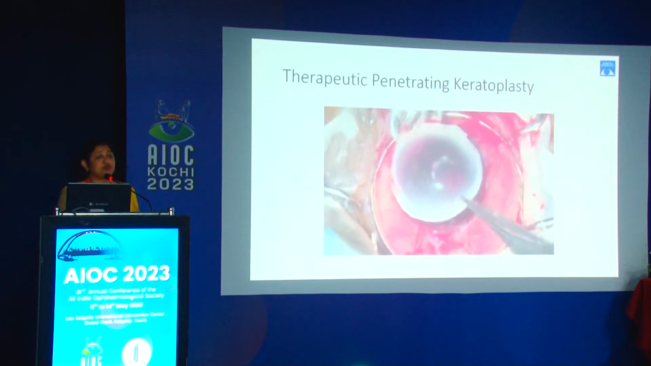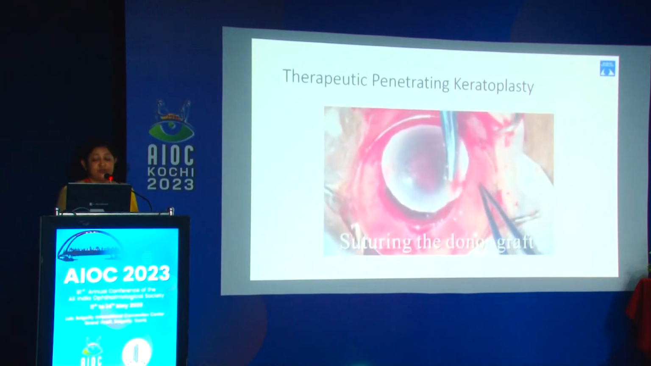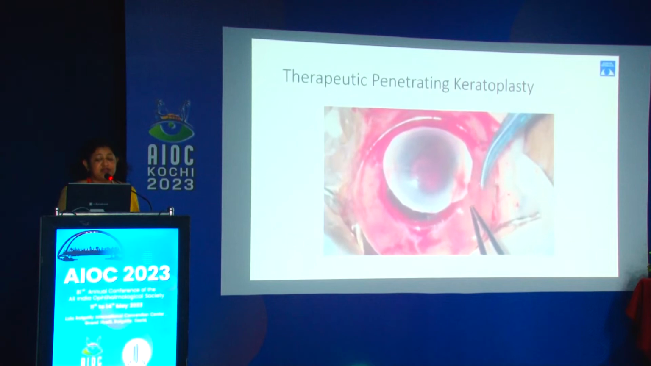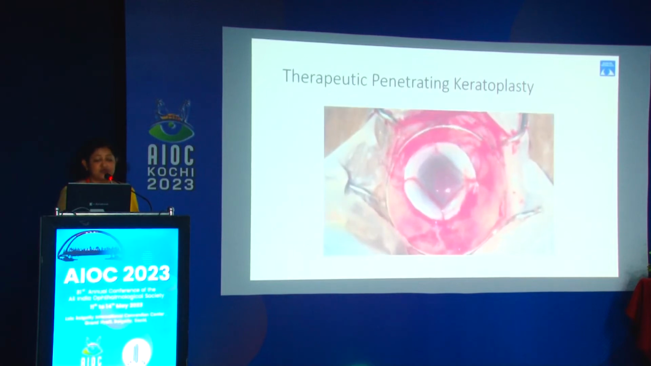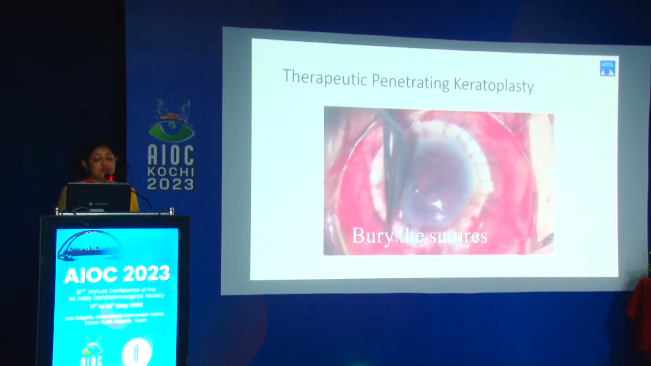And then suturing of your graft with either a 9-0 or a 10-0 nylon. Since this was a larger graft, we have taken 24 sutures, and bury your sutures and remove the Flieringa.